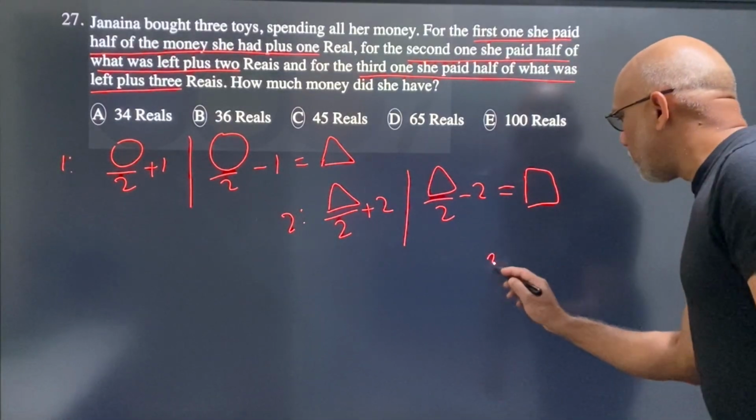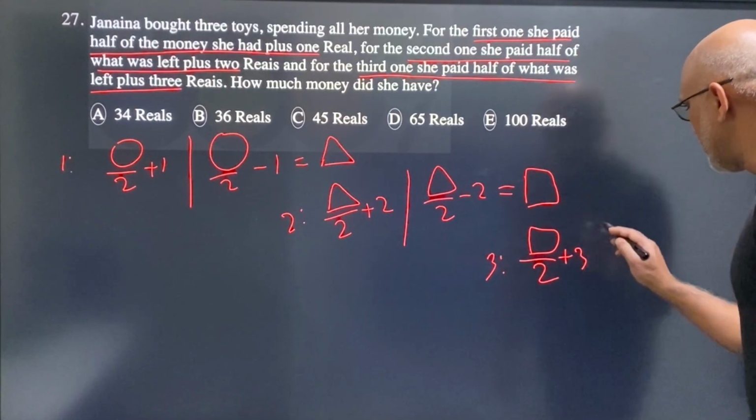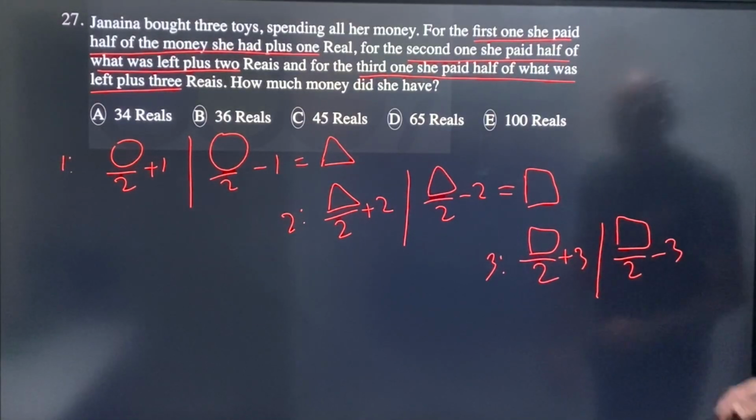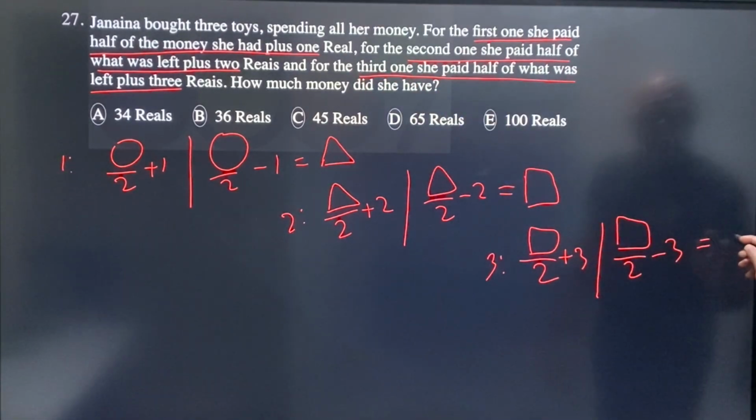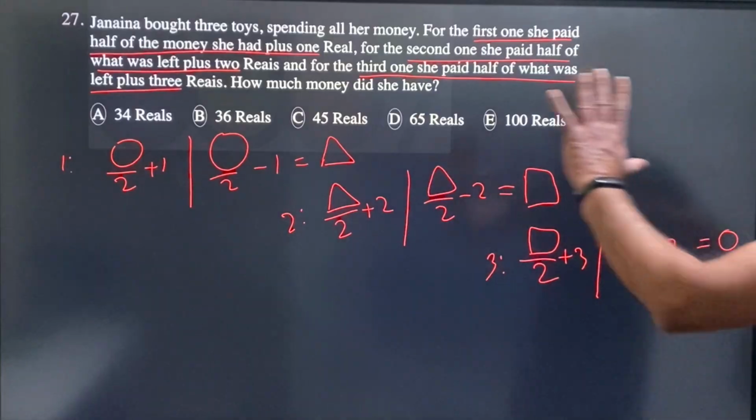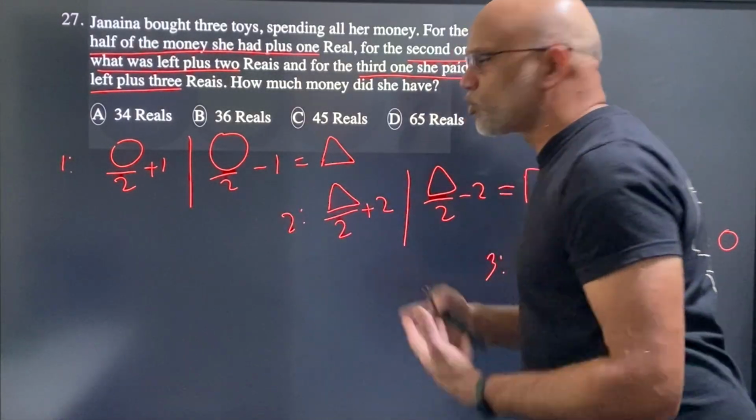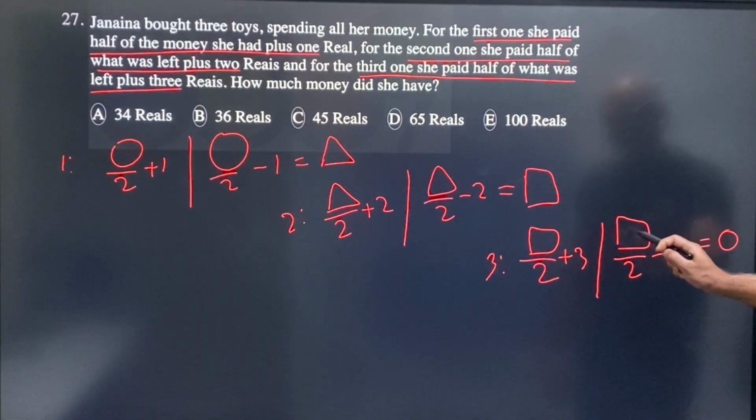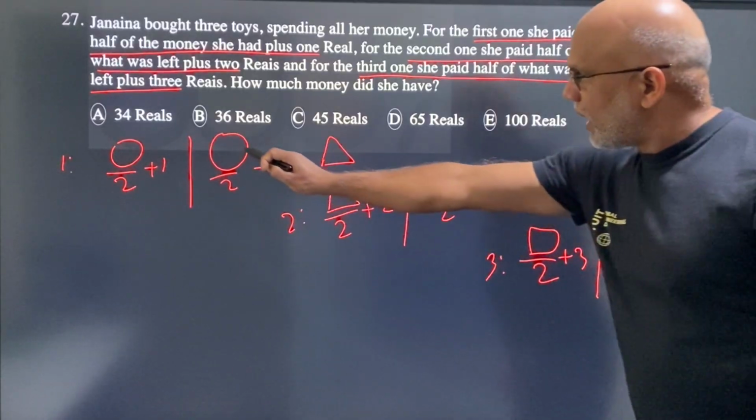So for the third toy, I pay half of this plus 3. So I'll be left with half of that minus 3. But I know that at the end, I spend all the money, so I'll be left with nothing. Now, if we start from the beginning, there are two things I don't know, so I'll be stuck. But if I start backward, from the end, there's only one thing I don't know. I can figure this one out, and if I figure this one out, I'll figure the next one out, and then I will know this, right?